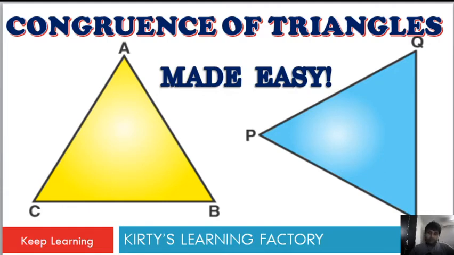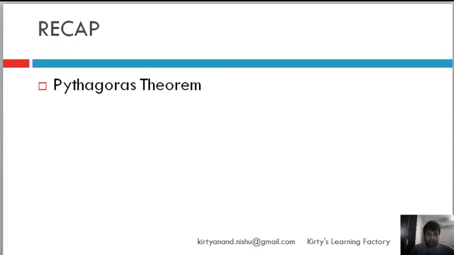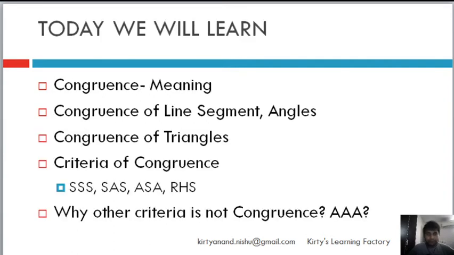So if you remember, we are continuing to learn more and more about triangles, and in the same continuation, today we will study congruence. Before that, let's recap quickly. Last time we studied Pythagoras theorem, which basically is perpendicular square plus base square equal to hypotenuse square. We also learned how to prove it, and I hope that it is clear to you by now.